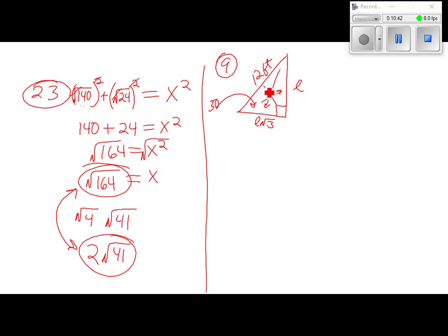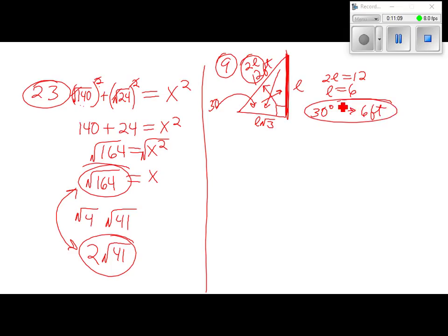Side across from the right angle? 2L. What equation can we set up there? 2L equals 12. So what's L? 6. L equals 6. If L equals 6, we want to know how far up the wall it goes, so we want this distance over here. Well, what is that distance this time? If it's a 30-degree angle? 6. So if it's a 30-degree angle, your first answer is 6 feet. It's going to go up the wall 6 feet.